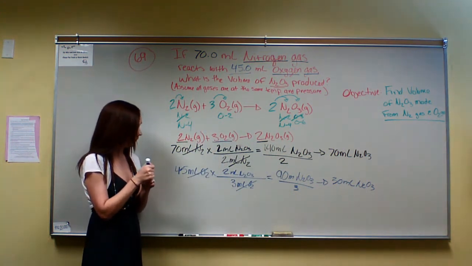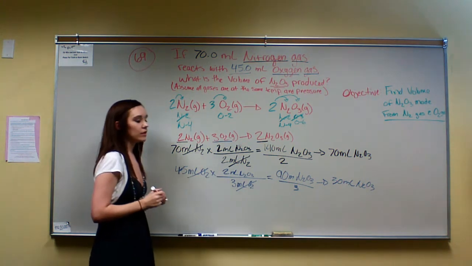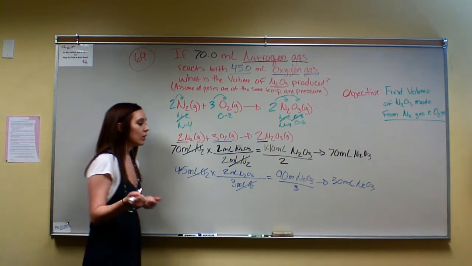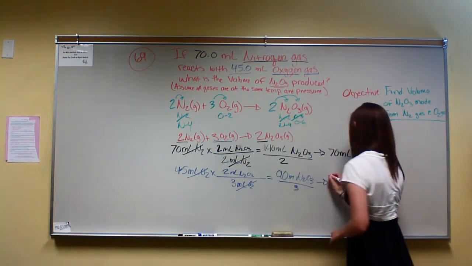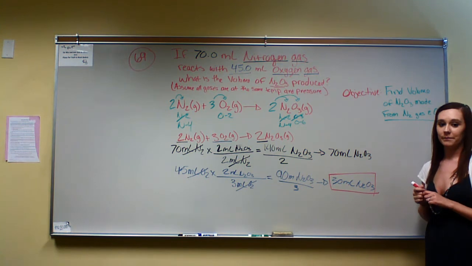So, for our limiting reagent, you're going to look at which one stops us from producing more of something else. So, we can see from our equation that our limiting reagent is going to be the oxygen because it can only produce 30 mLs of N2O3.